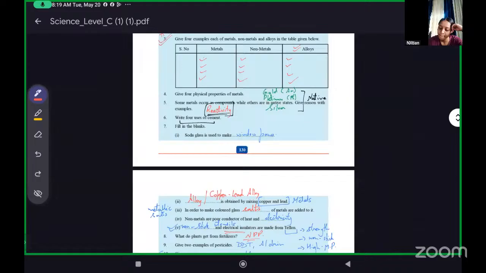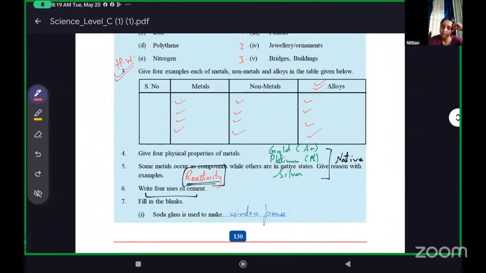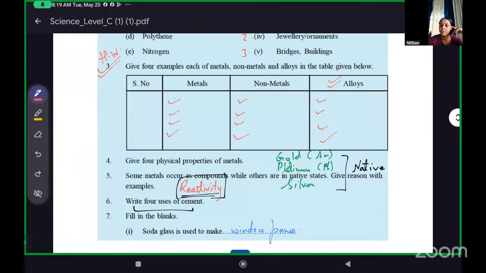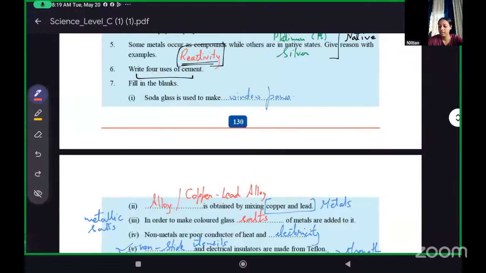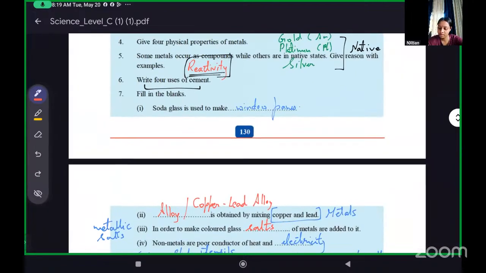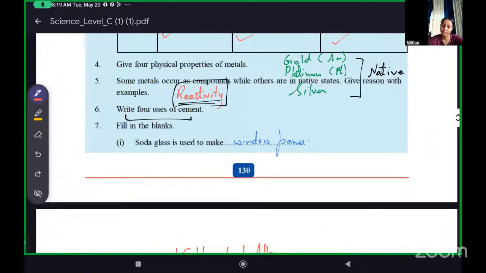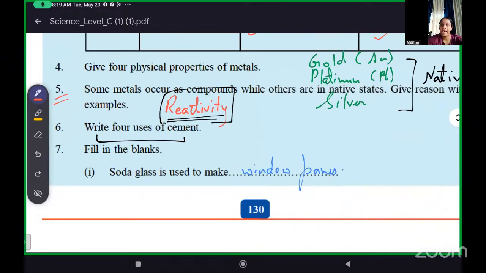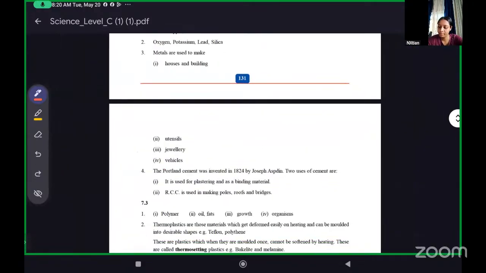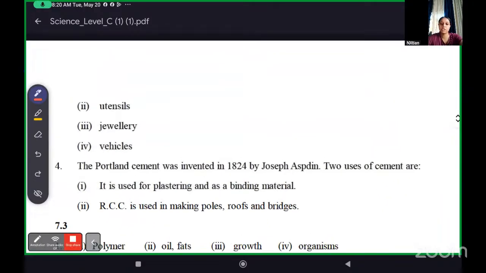What is your homework? Your homework is the third question. You have to fill in the names of 4 metals, 4 non-metals, and 4 alloys. I'm going to provide you some notes with the fifth question, as to why metals occur as compounds while other metals are in native state. For this particular point, I will be providing you all notes. So 2 minutes break for you all, and then we are going to start with maths.